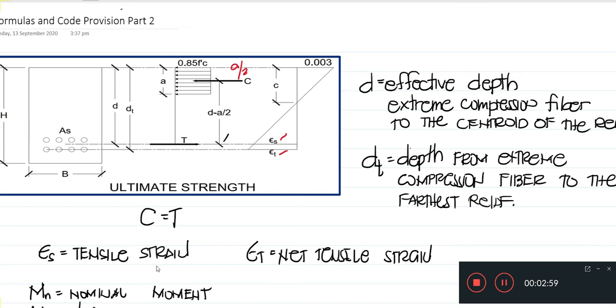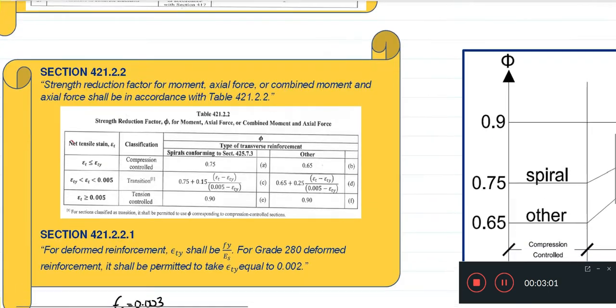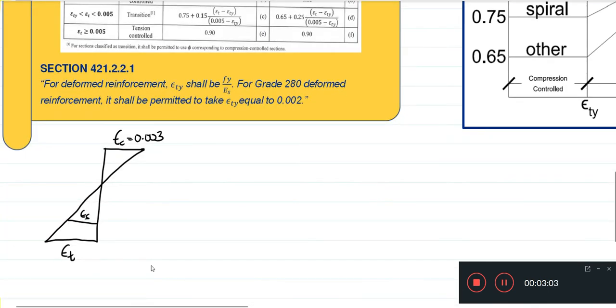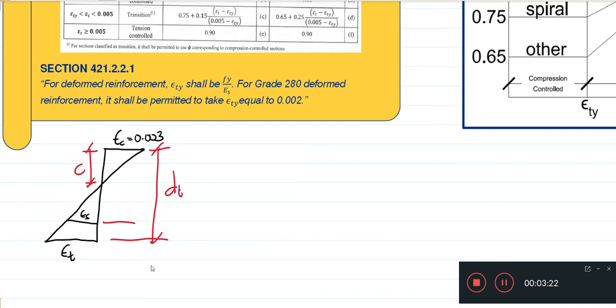So, paano ngayon natin kukunin yung net tensile strain? Si net tensile strain, makukuha natin yan using our strain diagram. So, alam natin kasi na this one is the value c. And alam natin that this height will be dt, kasi this one is our d.